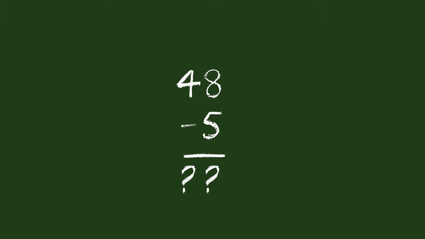In Subtraction Level 4, we are subtracting numbers that are larger than in Level 3. Here we have 48 minus 5. This is pretty easy. We subtract the numbers in the ones column first. 8 minus 5 equals 3, so 3 is the answer in the ones column, and we bring the 4 in the tens column down for the answer in the tens column. So 48 minus 5 equals 43.